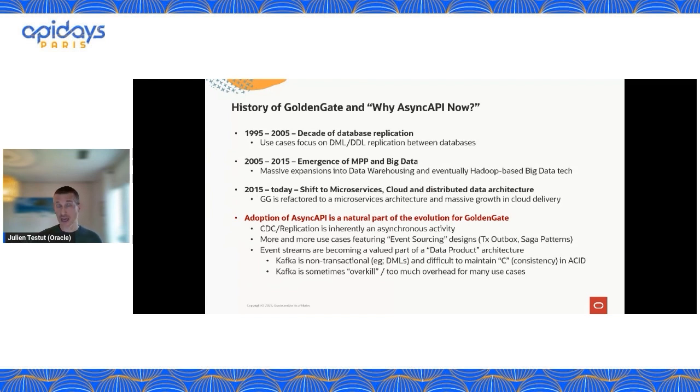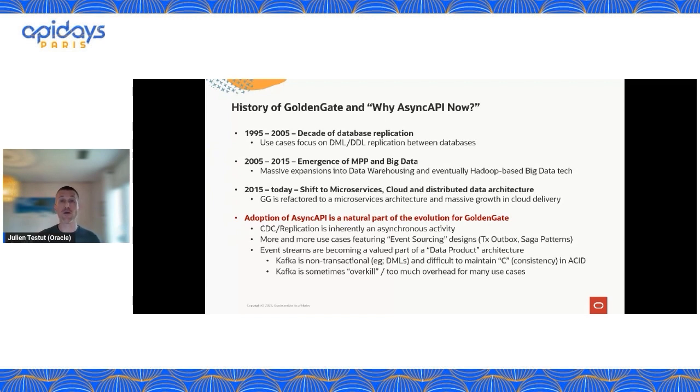And so for us, it's just natural to start integrating the Async API at that moment, because everything in GoldenGate and everything in change data capture is typically asynchronous, right? We're capturing, but we don't have to replicate the data right away. We store the data temporarily, and then we can replicate it later. So it makes sense. It's an asynchronous process. It makes sense to leverage Async APIs.